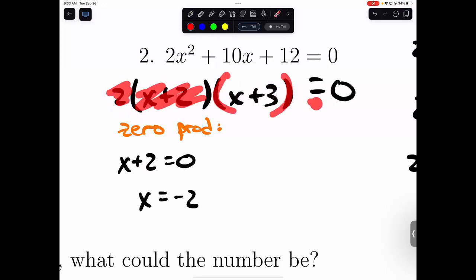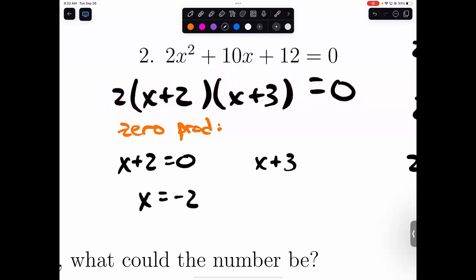Can x plus 3 be 0? Sure. That happens when x is -3. So there you go. There's your 2 solutions, -2 and -3. So that 2 outside didn't really have anything to do with solving the equation.